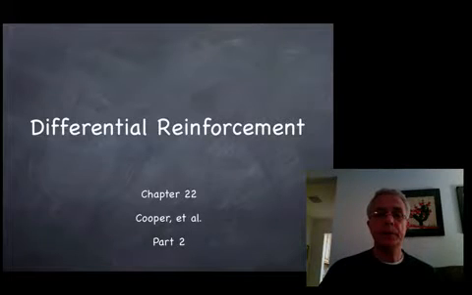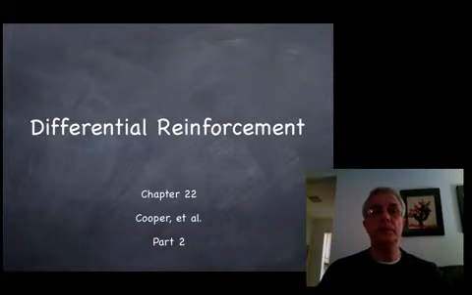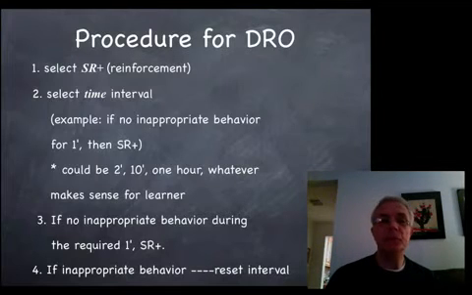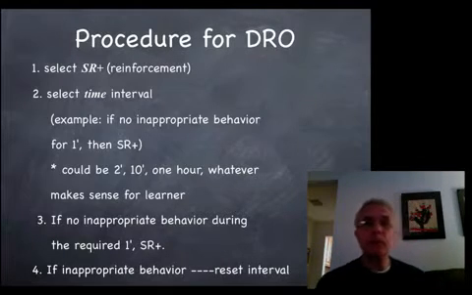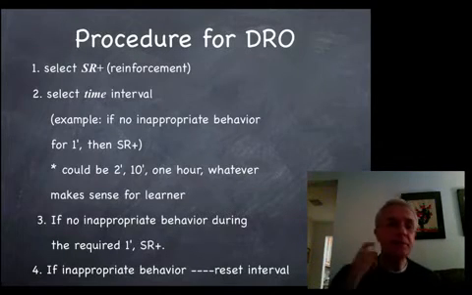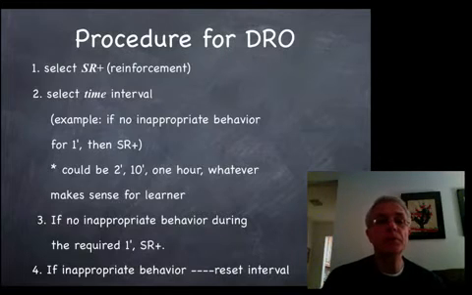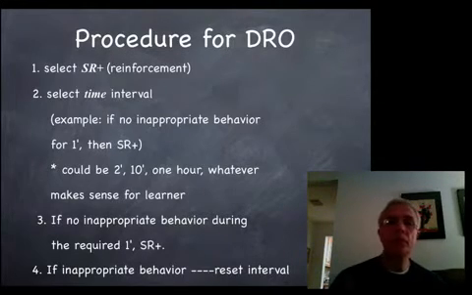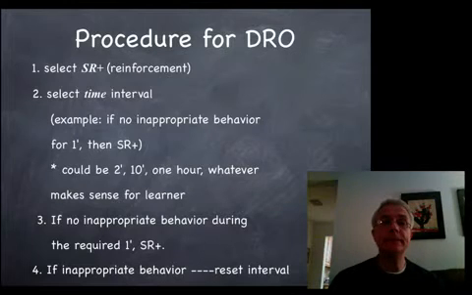Hello, this will begin part 2 of differential reinforcement. So again, differential reinforcement of other behaviors, reinforcing the absence of the target behavior. The basic procedure: first you select your reinforcement, and then you select a time interval during which the target behavior cannot occur, and reinforcement will be contingent upon the absence of the target problem during that stated interval.